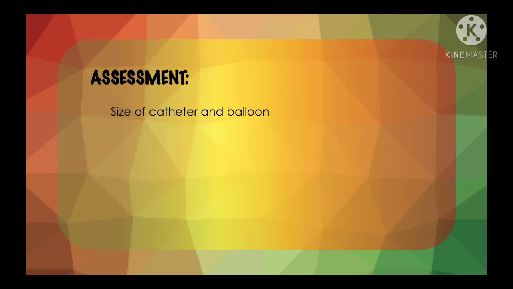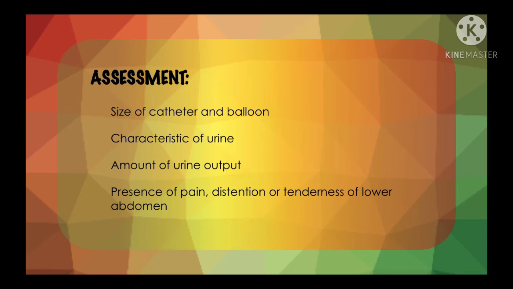Assess also for the size of catheter and the balloon, the characteristic of the urine, especially the color, the clarity, the odor, amount, and if there is a presence of blood. Amount of urine output, that should be around 40 to 60 ml per hour, which is the average urine output, but actually it depends on the weight of the patient. Presence of pain, distension, or tenderness on lower abdomen.